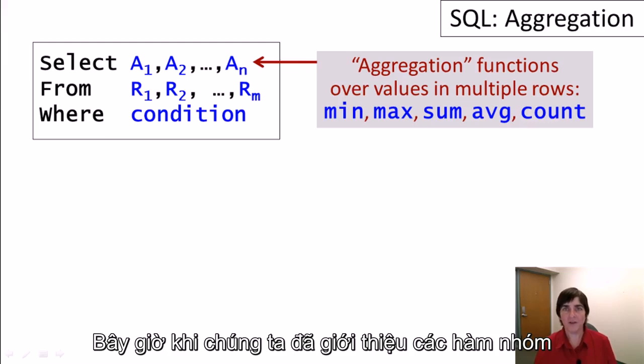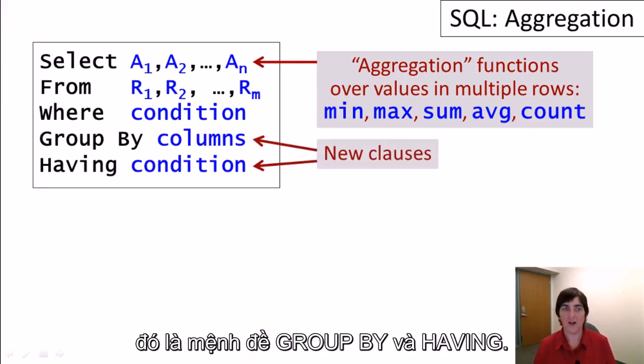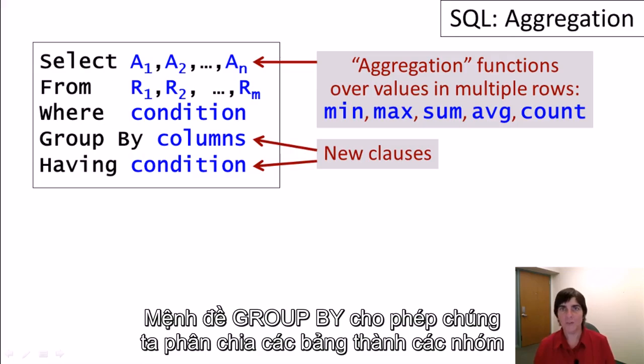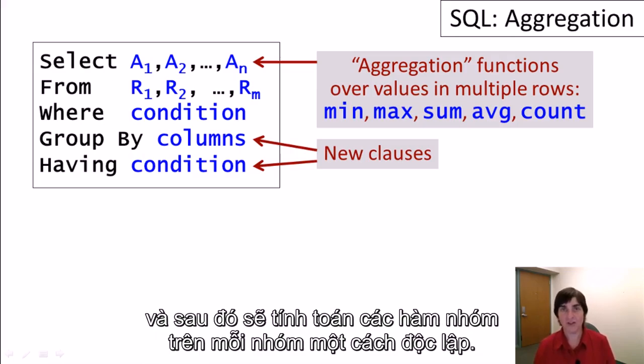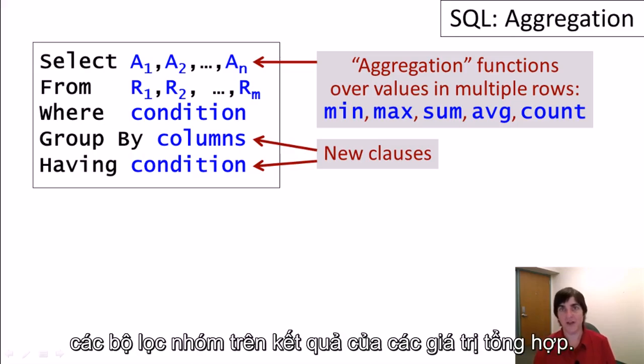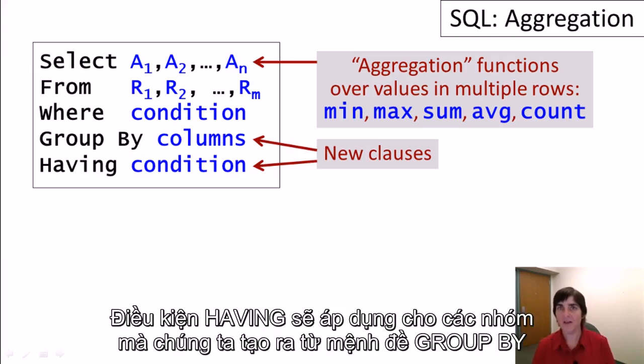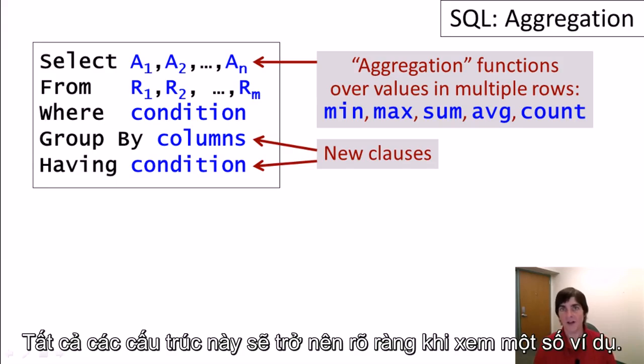Now, once we've introduced aggregation functions, we can also add two new clauses to the SQL select from where statement, the group by and having clause. The group by allows us to partition our relations into groups, and then we'll compute our aggregate functions over each group independently. The having condition allows us to test filters on the results of aggregate values. The where condition applies to single rows at a time. The having condition will apply to the groups that we generate from the group by clause. All of these constructs will become very clear when we show some examples.